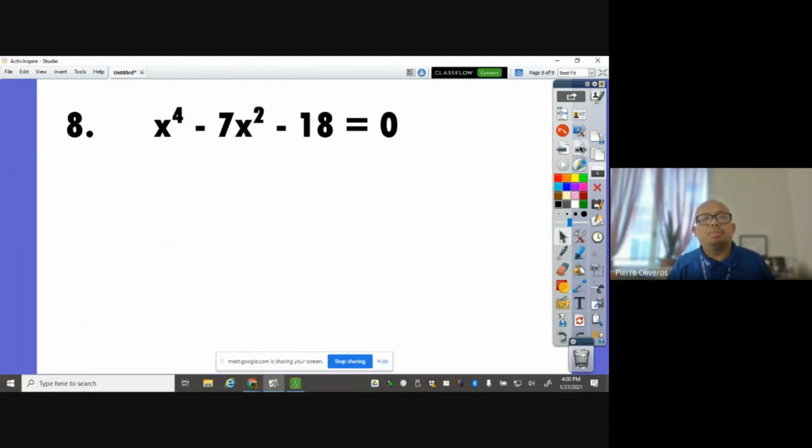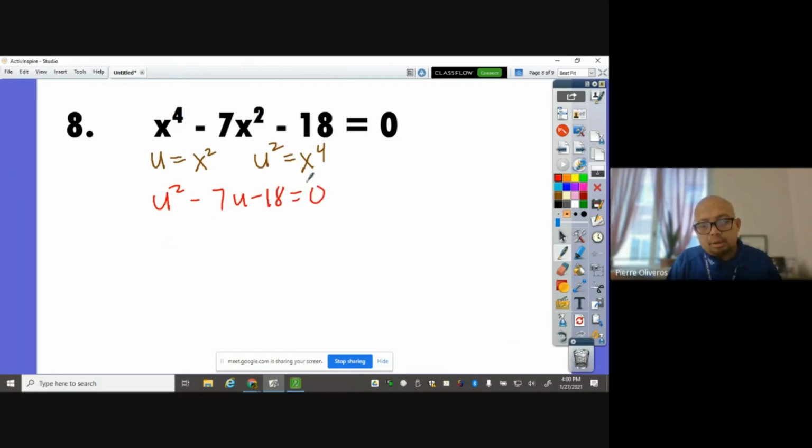Okay. Next, higher degrees. x to the fourth minus 7x squared minus 18 is equal to 0. Again, we set u to be x squared and we let u squared be the x to the fourth. So now we make our problem u squared minus 7u minus 18 is equal to 0.